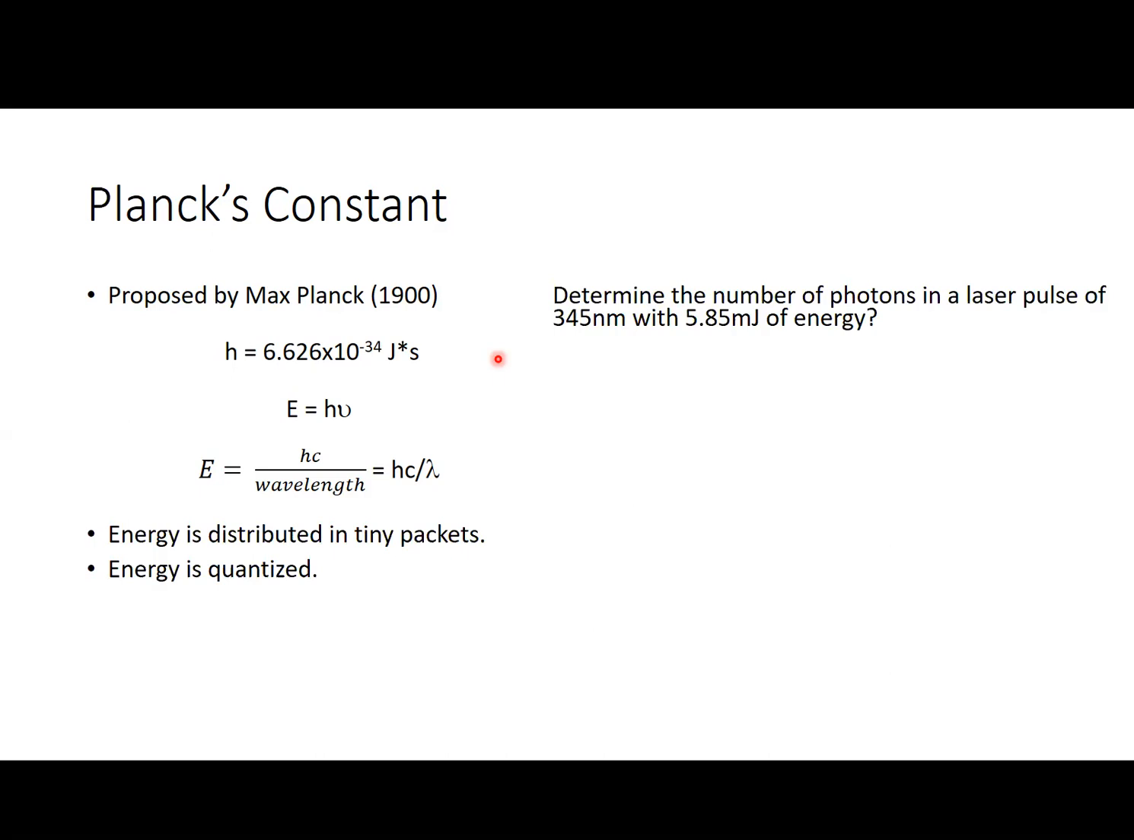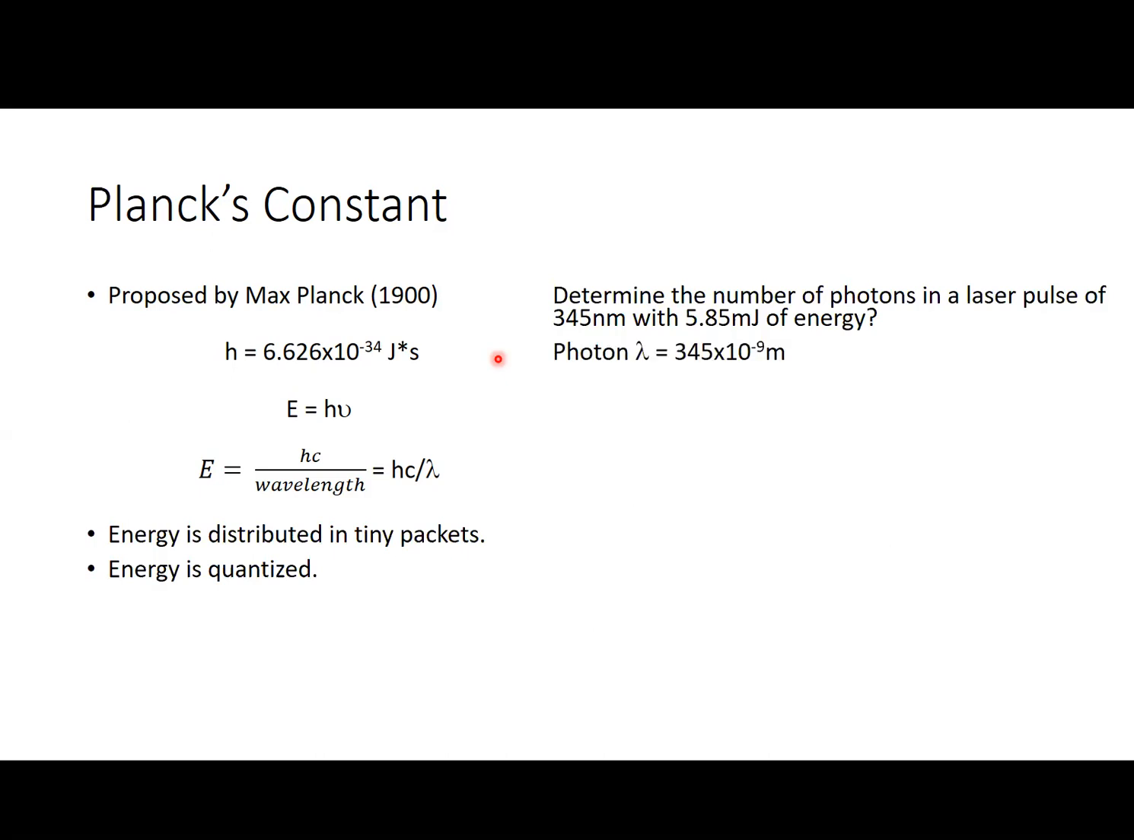So a question that might come up about this, one that I took out of our text: determine the number of photons in a laser pulse of 345 nanometers, where the laser has an energy of 5.85 millijoules. So how many photons is that? Photons are like these little bits of light.